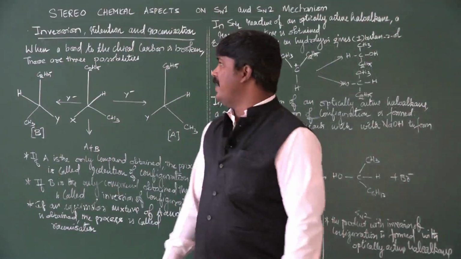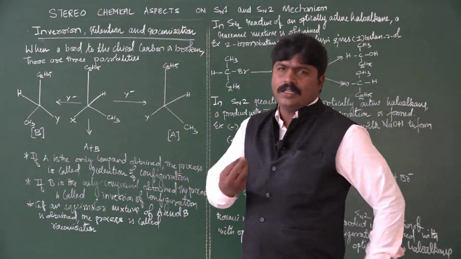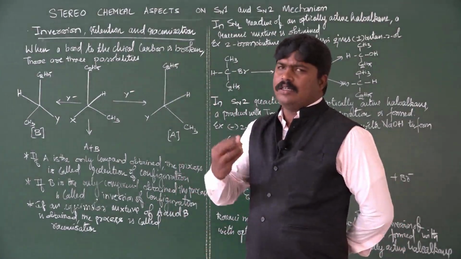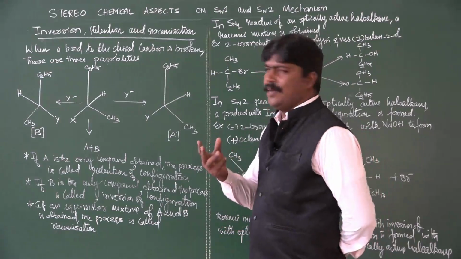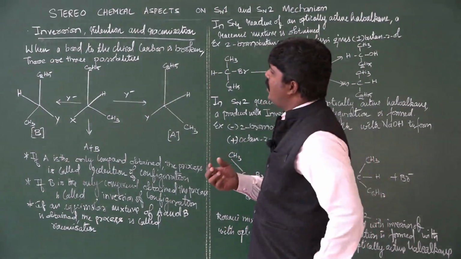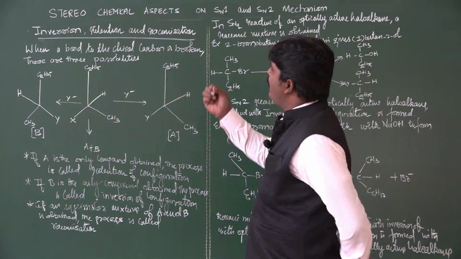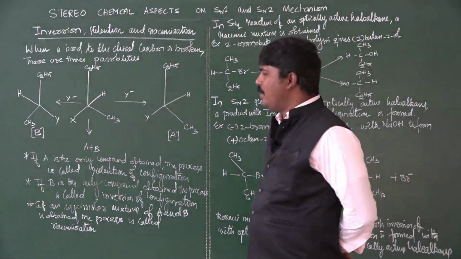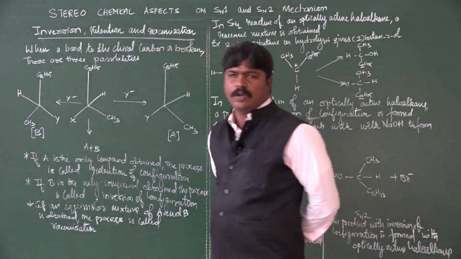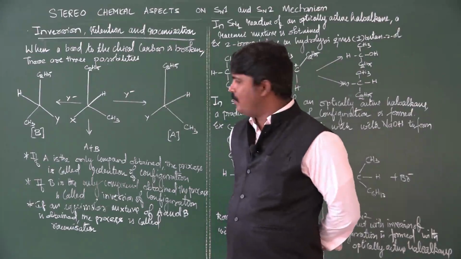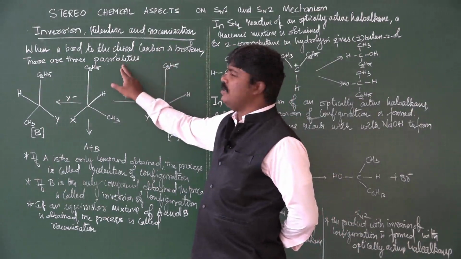Okay, coming to the idea now, we just finished retention. In retention, the bond at the stereo center will remain the same, and the configuration also will remain the same, only replacement will take place. But now we will know three types: inversion, retention, and racemization. When a bond to the chiral carbon is broken, the chiral carbon means, again I will just remind you all, the carbon atom bonded to four different groups is called chiral carbon, the chirality center. Now when a bond to the chiral carbon is broken, there are three possibilities.